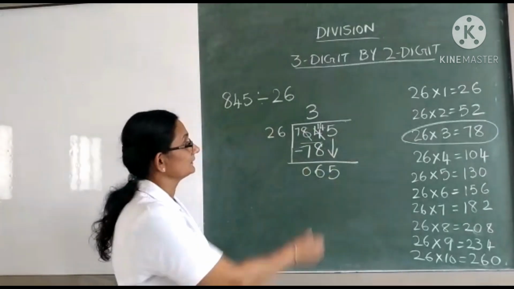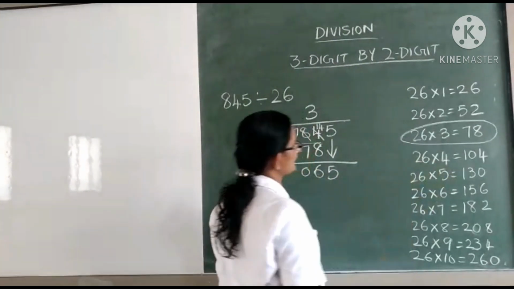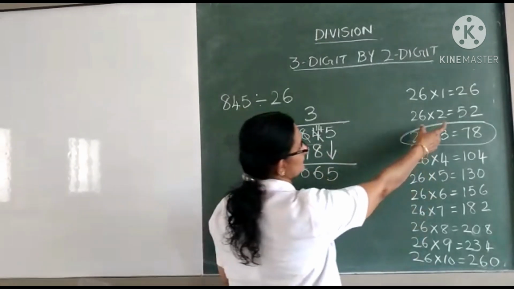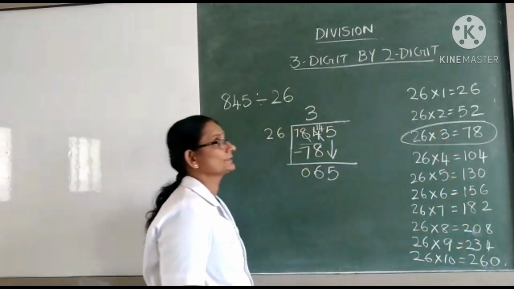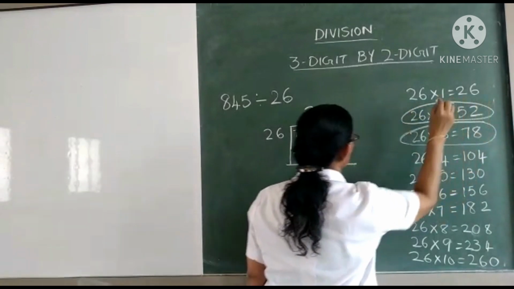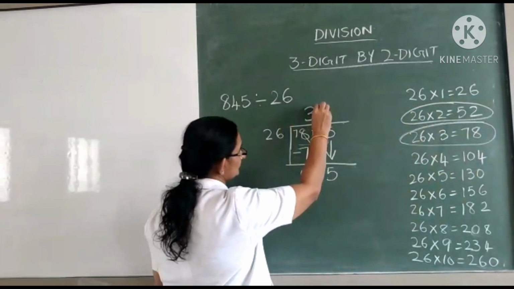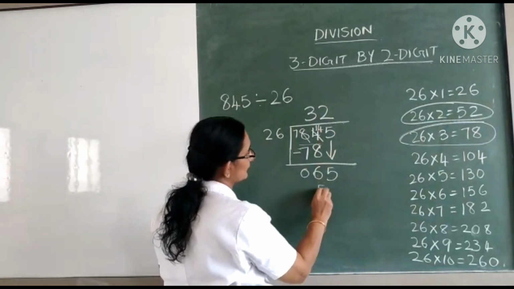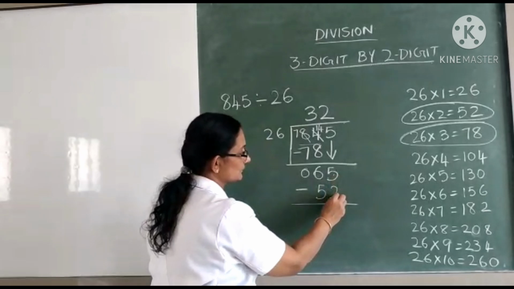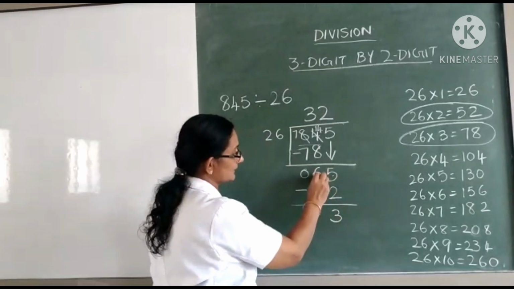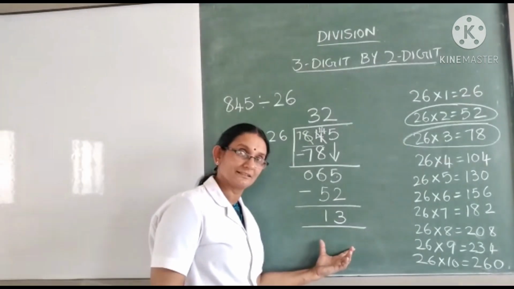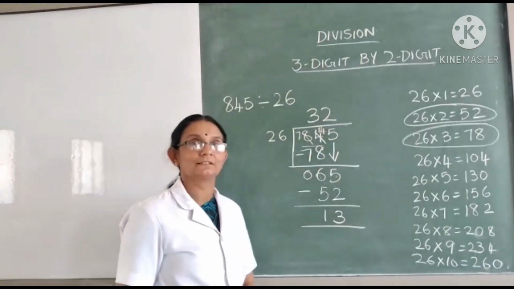Now, again, look into the table of 26. How many times does 26 go in 65? Yes. 26 into 2 is equal to 52. So, we have to consider 26 into 2. Now, again subtract, and 5 minus 2 is equal to 3 and 6 minus 5 is equal to 1. So, the remainder is 13 and the quotient is 32.